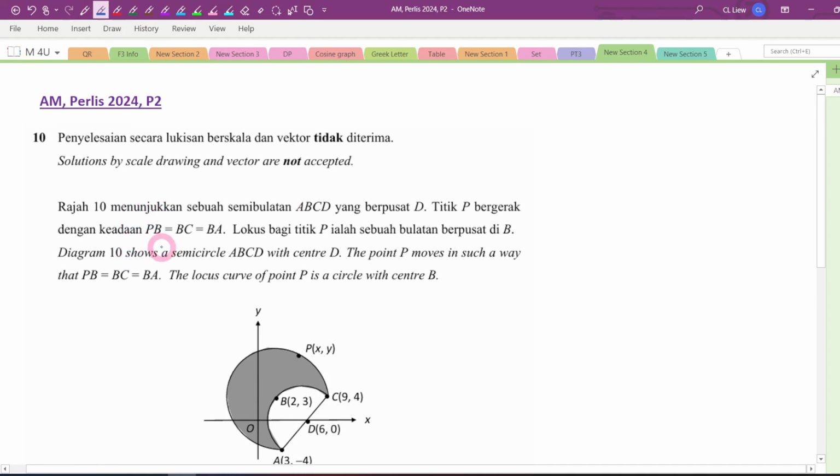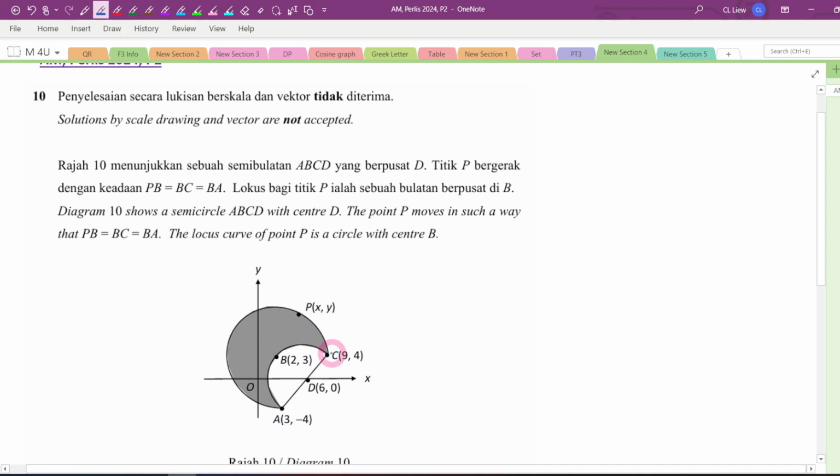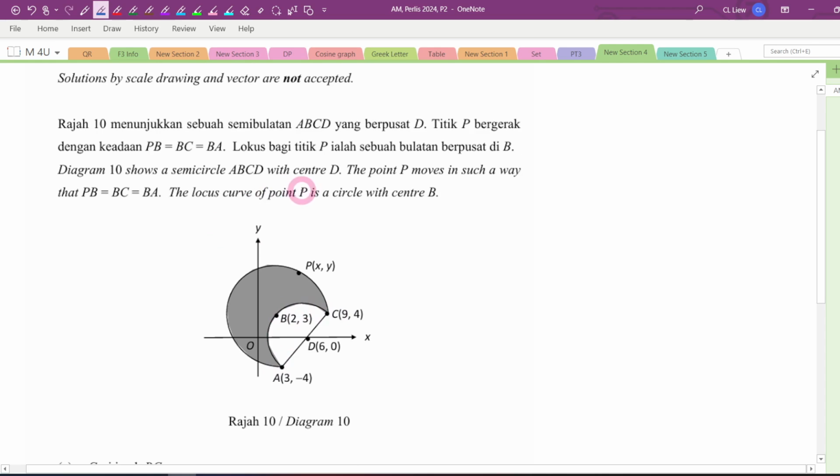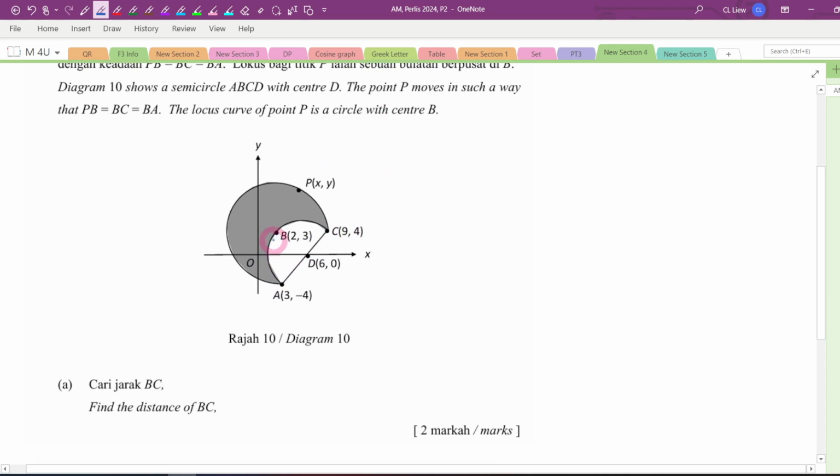Diagram 10 shows a semicircle ABCD. Okay, we have a semicircle over here, ABCD, with center D. The point P moves in such a way that PB is equal to BC and equal to BA. So BC and BA are the same length. The locus curve of point P is a circle with center B.